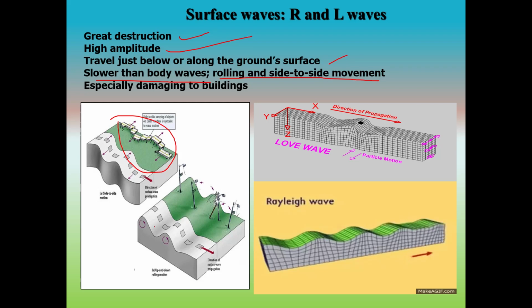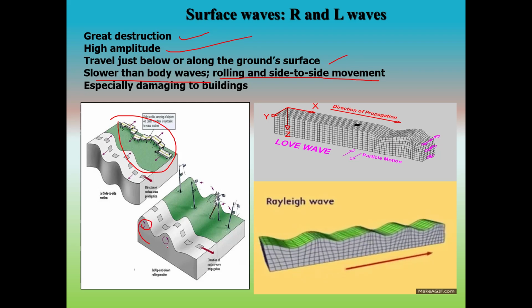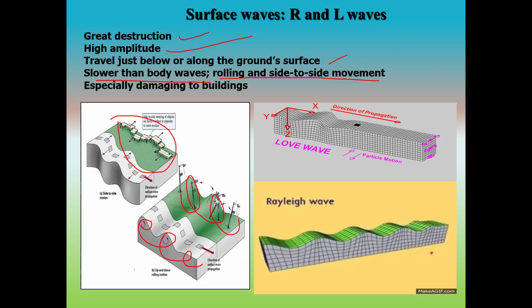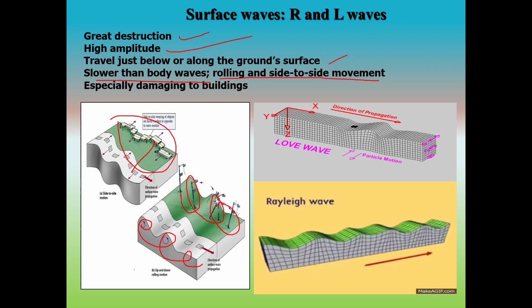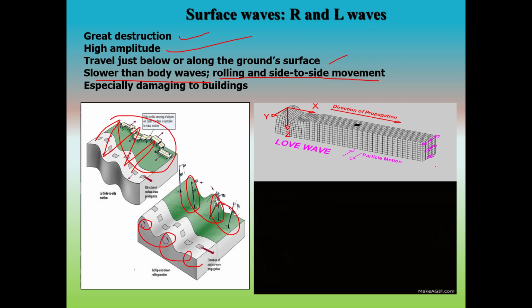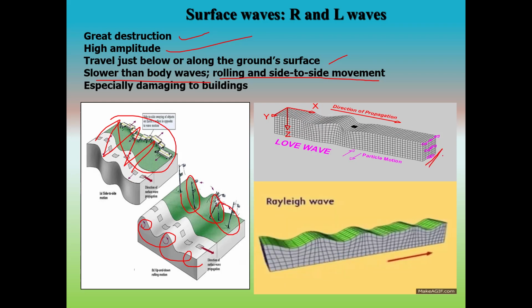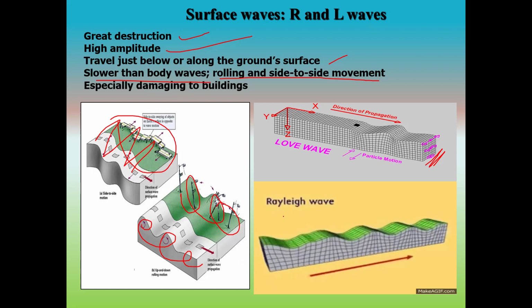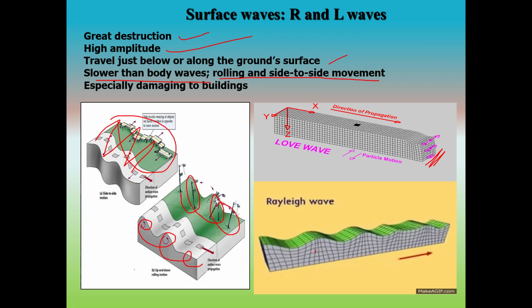One is R waves, rolling and moving forward. So up and down movement is here, whereas sideways movement is taking place. In the same way, Love waves always move sideways, particles moving sideways, whereas the Rayleigh wave will be rolling and moving, rolling and moving.